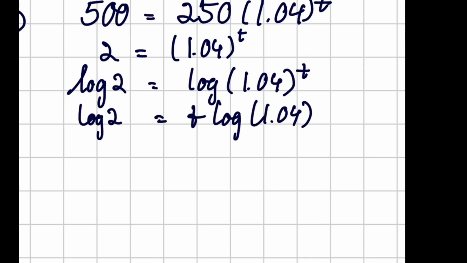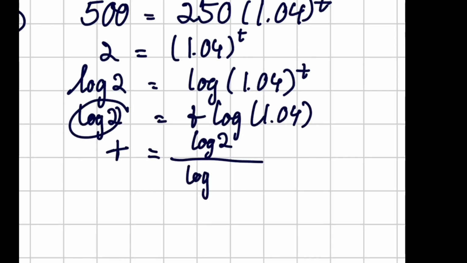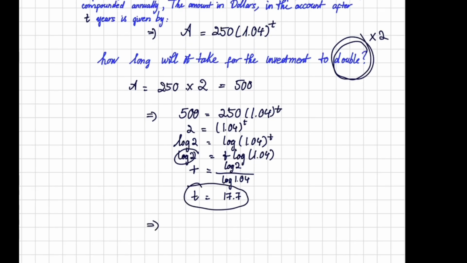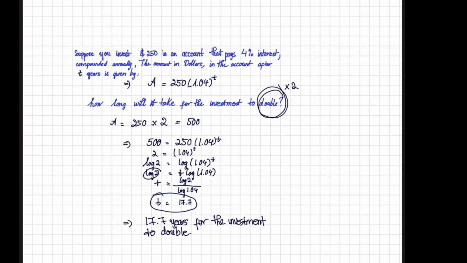And now we separate the t. We're going to move the log 1.04 to the left side, so we have log 2 divided by log 1.04. Then use the calculator. So t is approximately 17.7. Therefore, it takes about 17.7 years for the investment to double.